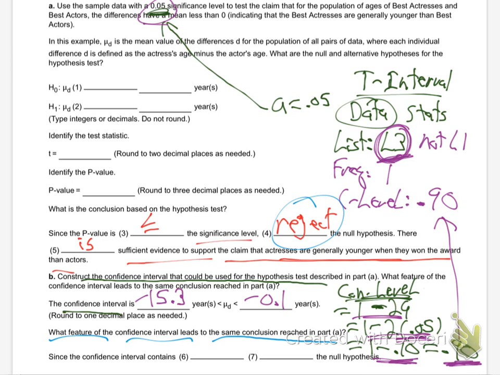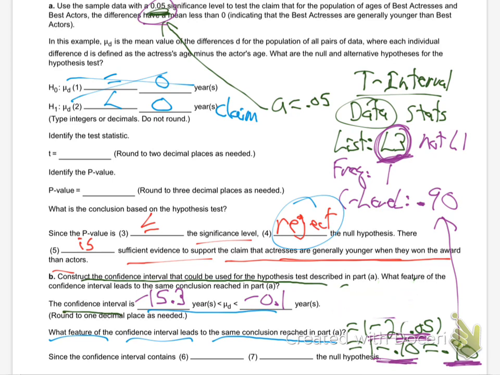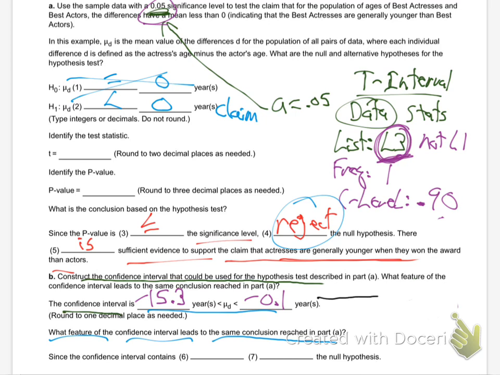Remember, this was equal to 0. This was less than 0. This was the claim. Anyway, so we rejected the null. So what about this confidence interval should make us feel the same way? Well, let me show you. So the key idea is that the confidence interval does not have 0 in it. See, it's all about whether you have 0 or not.